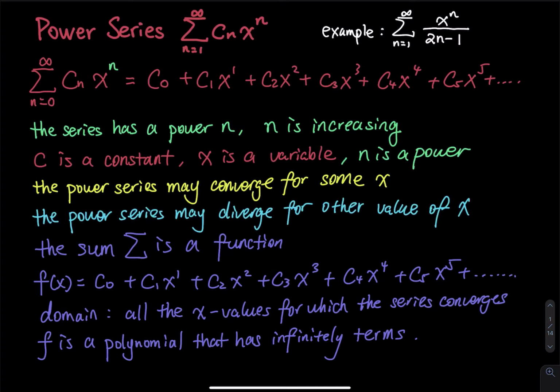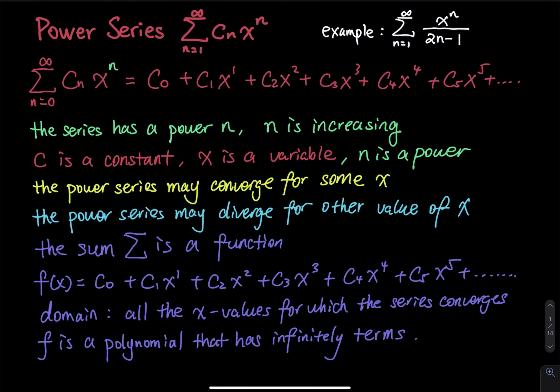Compare the purple function and the red power series. Do you see that f of x equals the expansion of the power series? And what about the domain? The domain is all the x values for which the series converges, and later on we call that the interval of convergence. Again, the domain of the function is all the x values for which the series converges, and the function is a polynomial that has infinitely many terms. So when we deal with power series, we have to find out what x values make the power series converge, and that is called the interval of convergence.